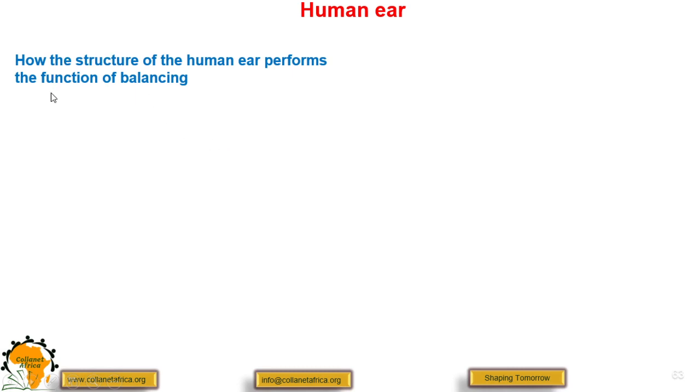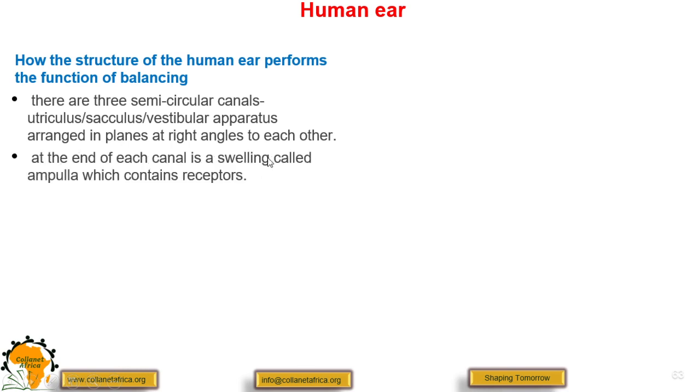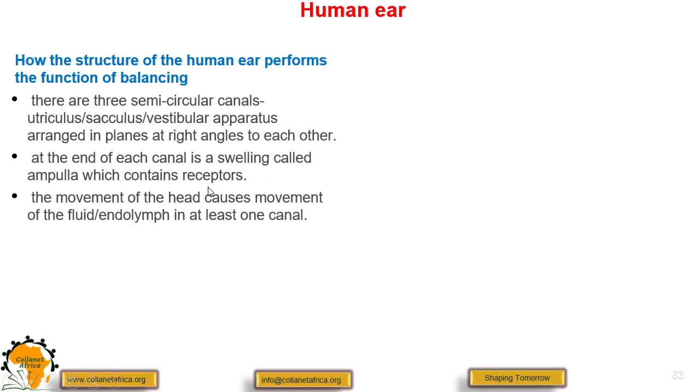Having looked at those structures of the human ear, how does the structure of the human ear achieve the function of balancing? We can say there are 3 semicircular canals: the utriculus, the sacculus, and the vestibular apparatus. All these are arranged at right angles to each other. And at the end of each vestibular apparatus, or this semicircular canal, are swellings called ampulla, which contain receptors.